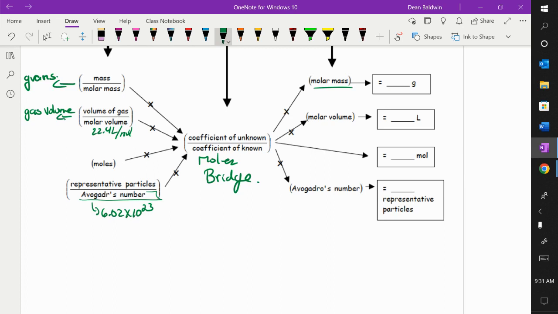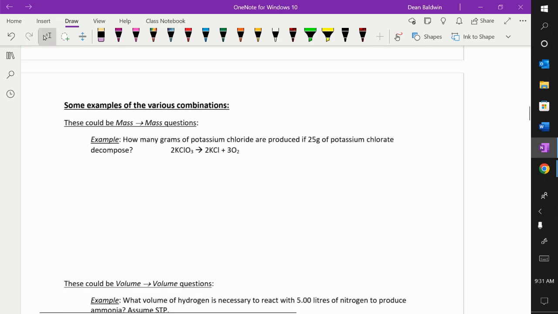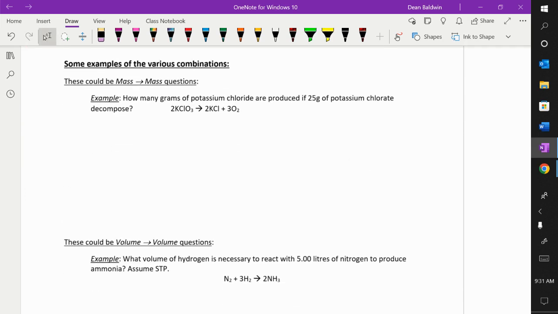Okay? So we're going to practice this right now. Because I feel like this is overwhelming. I don't memorize this. If you want to, you can. I do not memorize this. I just kind of let the math take care of itself. So here we go.